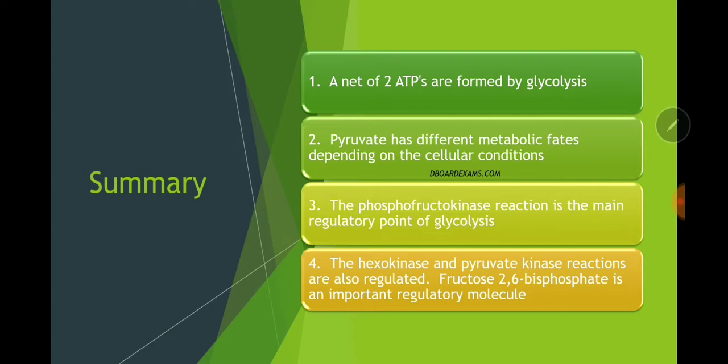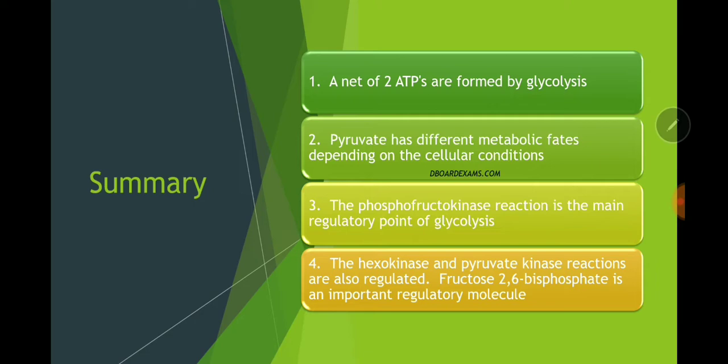All right, so a summary, we have a summary talking about the ATP produced in the glycolysis, pyruvate, and of course you have to know some of the enzymes that characterize the main regulatory points of glycolysis.